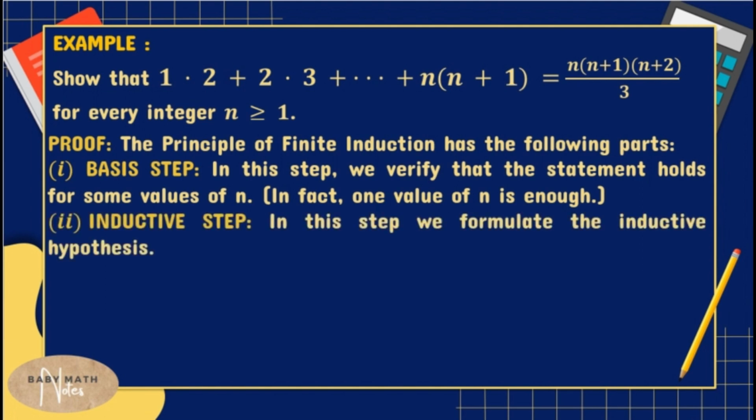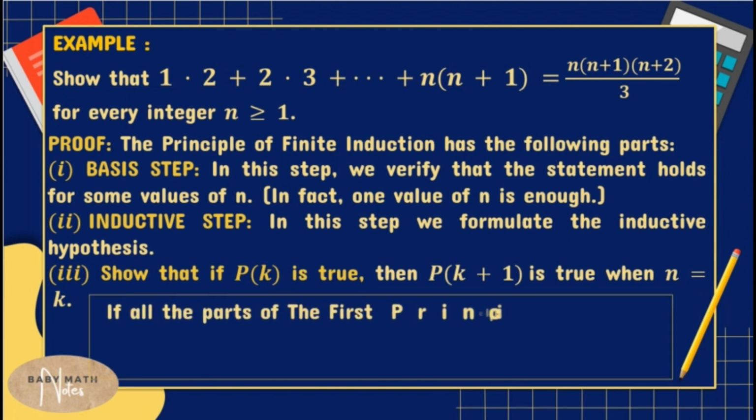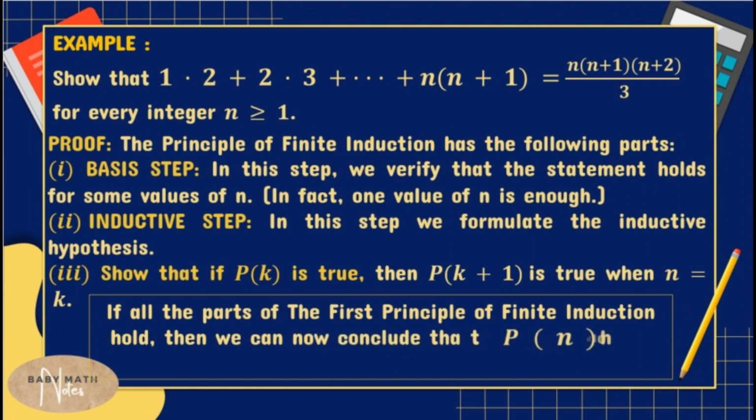And then number 2, the inductive step. In this step, we formulate the inductive hypothesis. And then step number 3, we are going to show that if P of k is true, then P of k plus 1 is also true when n is equal to k. So, if all the parts of the first principle of finite induction hold, then we can now conclude that P of n holds for all positive integers n.